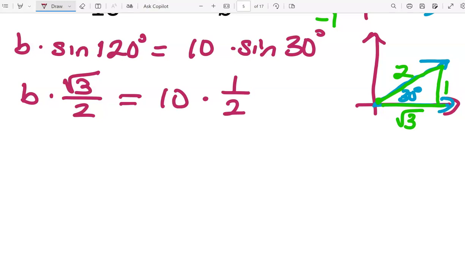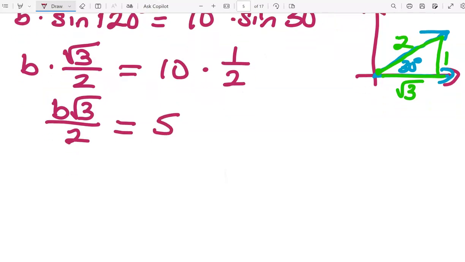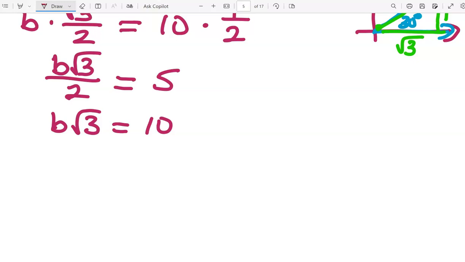All right, let's clean up what we have here. B times the square root of 3 over 2 is equal to 10 times 1/2, which is 5. I can certainly multiply both sides by 2. And now we need to undo the multiplication by the square root of 3. That'll be undone by division. 10 divided by the square root of 3.